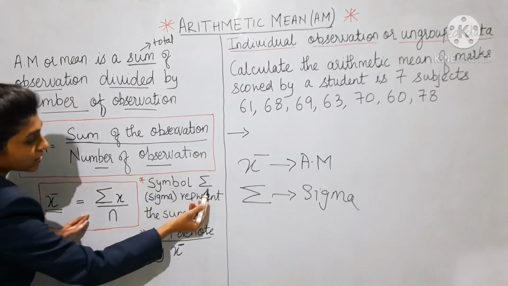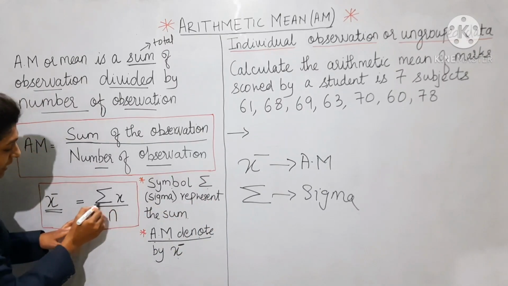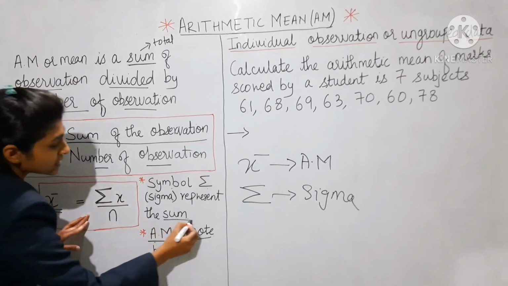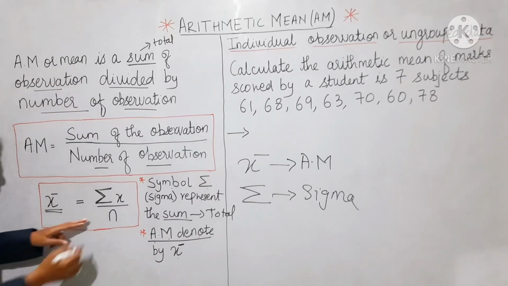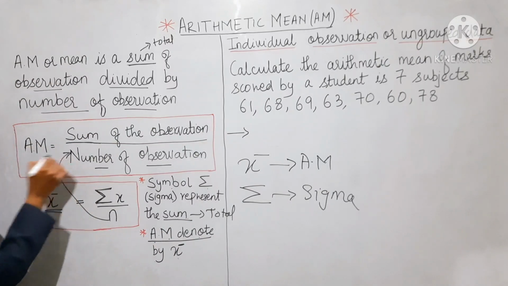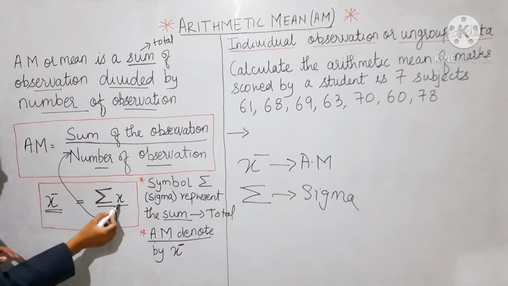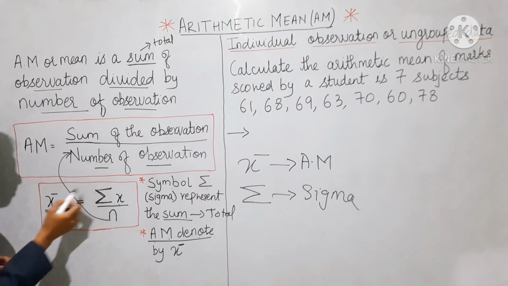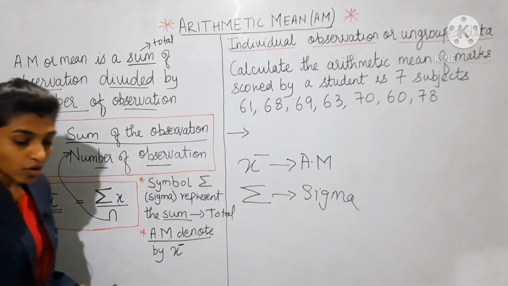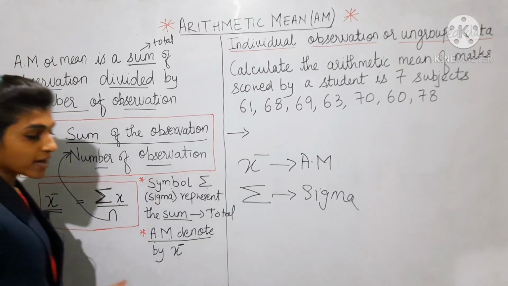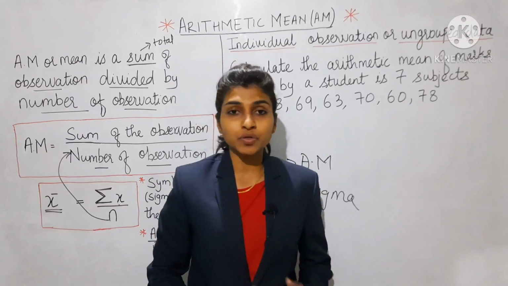Sigma, this symbol, represents the sum. Sum means the total or summation of the observation. Small n means the number of observation, and x is the observation. Summation of x divided by number of observation. We are going to use this formula to calculate arithmetic mean for individual observation or ungrouped data.